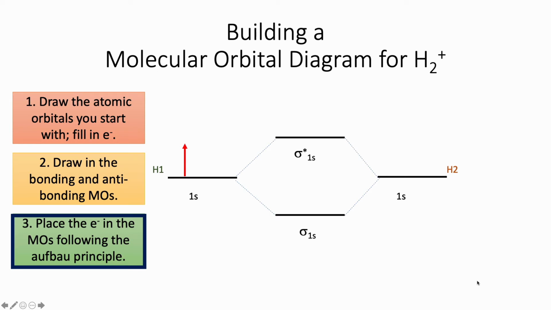Now let's place the electrons in the molecular orbitals following the Aufbau principle. So we sum up how many valence electrons we have, which is 1. And we always start at the lowest energy orbital, so we're going to put it in there. And that tells us what our molecular orbitals will look like for H2+.